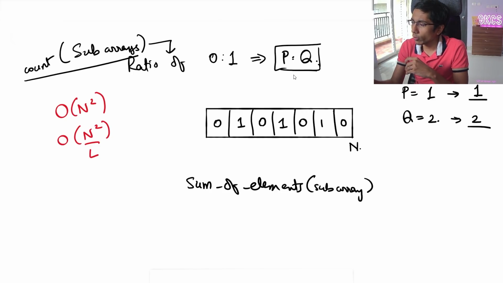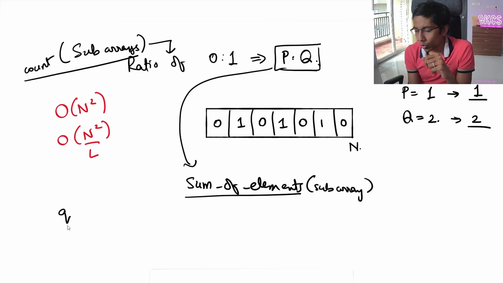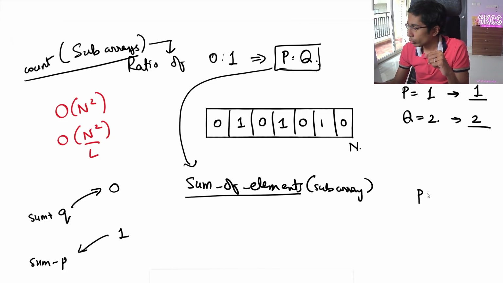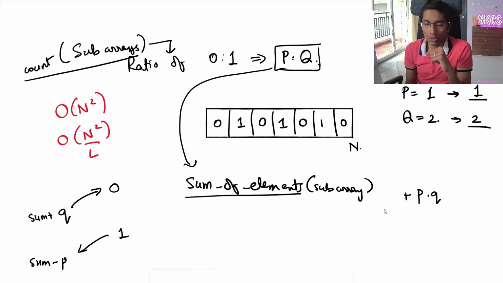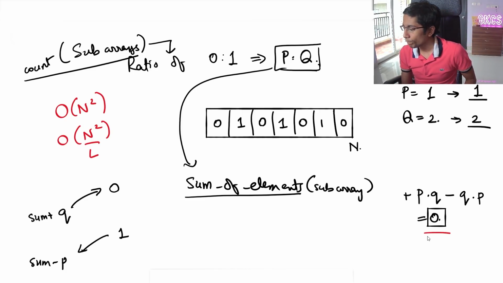Can we convert this ratio of P is to Q to a sum question? The answer would be: why don't we add Q every time we encounter a 0 to our sum? So when we get a 0, we do sum plus q, and when we get a 1, we do sum minus p. Now if you get p zeros, then you get a p into q addition, and when you get q ones, you get a minus q into p subtraction. And this is going to be 0.